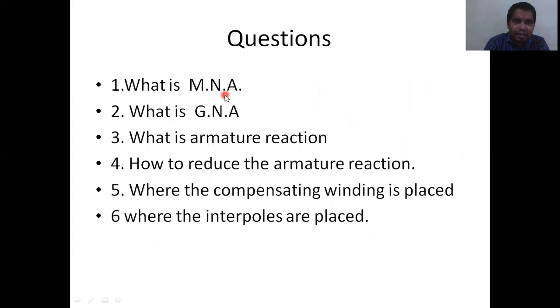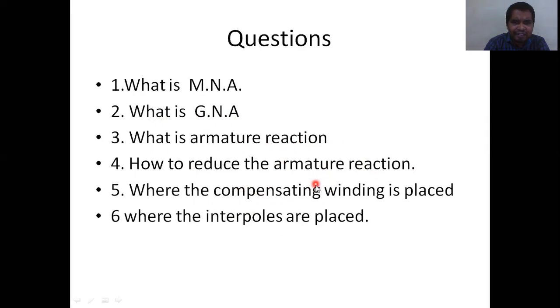So what is MNA? The magnetic neutral axis moves parallel with the armature conductor to the magnetic field. The geometric neutral axis is perpendicular to the flux line, right? What is armature reaction? Armature reaction is nothing but the effect of armature flux on the main flux. So how do we reduce the armature reaction? We can reduce it by compensating winding and interpoles.